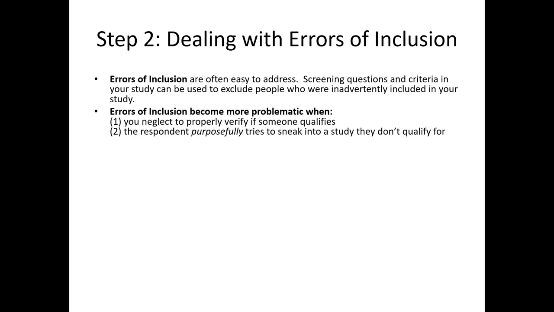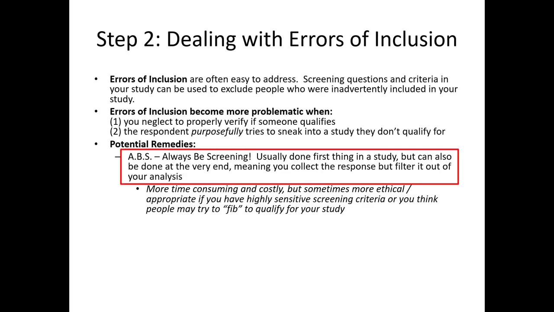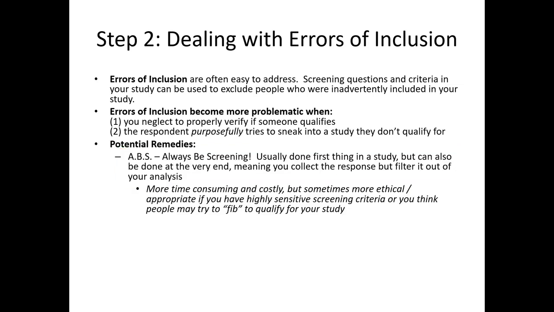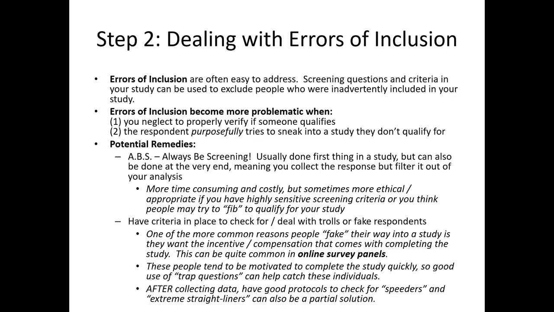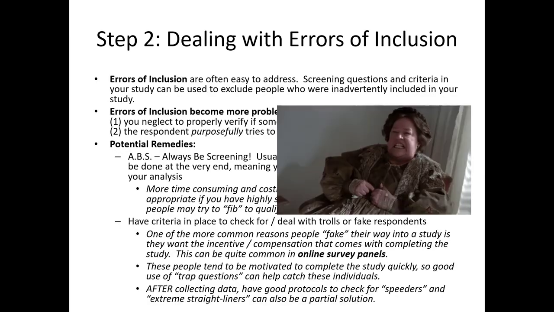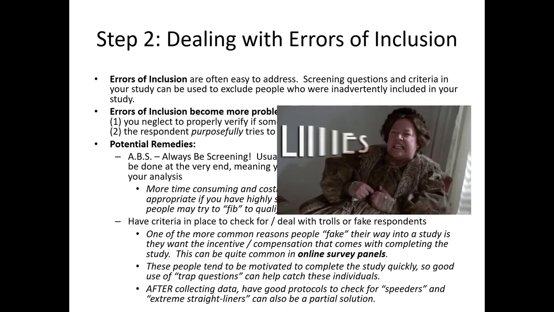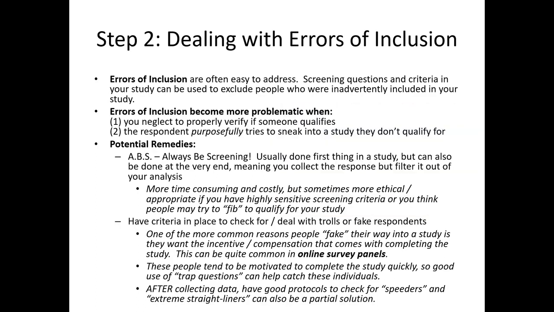The biggest way to address errors of inclusion is to just make sure that you're always screening. ABS, always be screening. In other words, first thing you should do in your study is ask appropriate qualifying questions, making sure that those individuals who should be in your study actually do qualify. Now, another risk is people might be trying to actively lie their way into our study. So if that's the case, we might want to have some criteria in our study to check for or deal with so-called trolls or fake survey respondents.